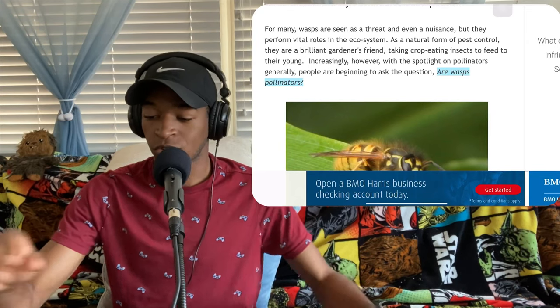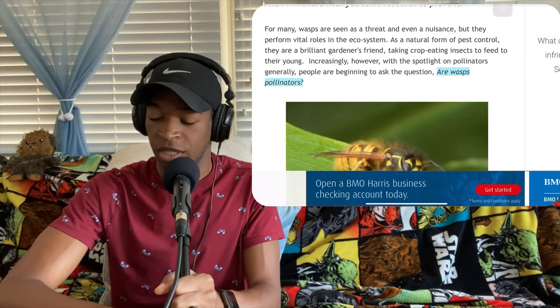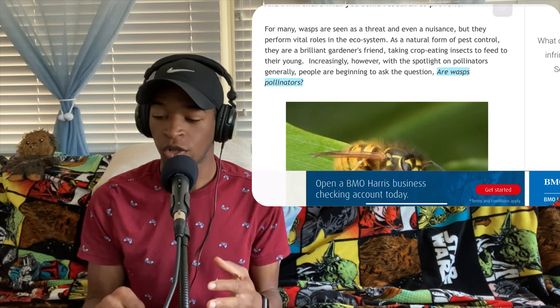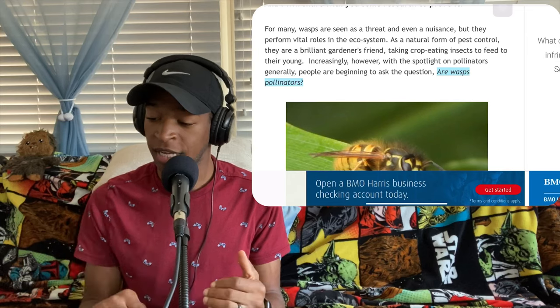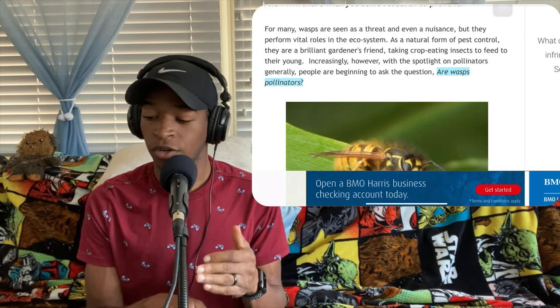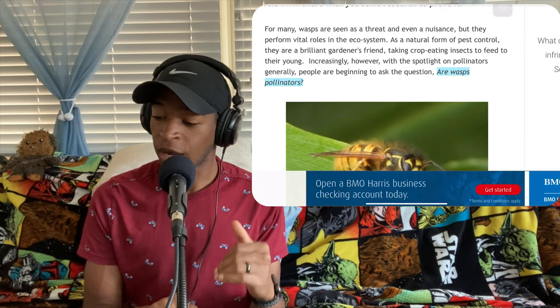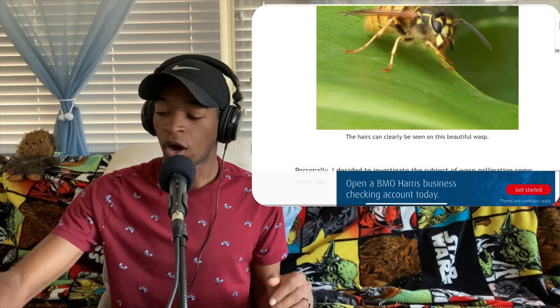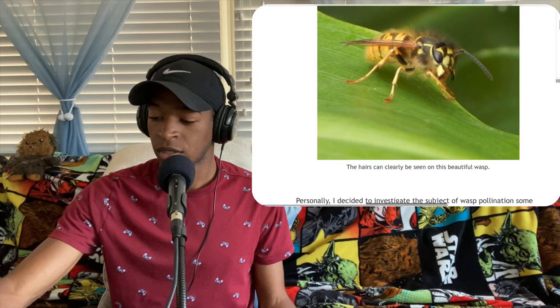For many, wasps are seen as a threat and even a nuisance, but they perform vital roles in the ecosystem. As a natural form of pest control, they are a brilliant gardener's friend, taking crop-eating insects to feed their young. Increasingly, however, with the spotlight on pollinators generally, people are beginning to ask the question, are wasps pollinators? That is a good question.